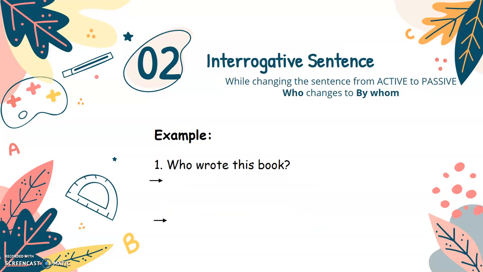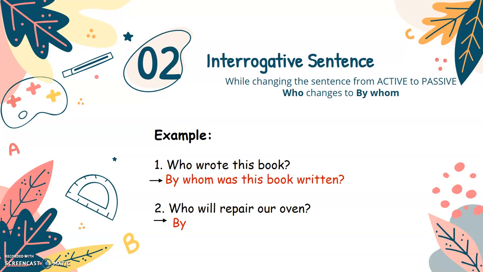Next, interrogative. That means question. Now, if you have a sentence which has a question mark, or which is a question, how to change it from active voice to passive voice? So see, while changing the sentence from active to passive voice, if "who" is there, then it will change to "by whom." So you have to add "by whom" at the beginning of the sentence. For example, the first one, "Who wrote this book?" You will write it as, "By whom was this book written?" Okay, see the next. "Who will repair our oven?" So, "By whom will our oven be repaired?"